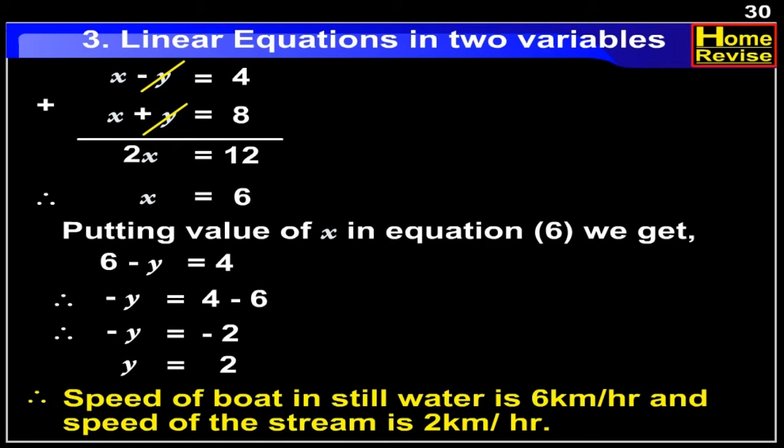Therefore, the speed of the boat in still water is 6 km per hour and the speed of the stream is 2 km per hour.